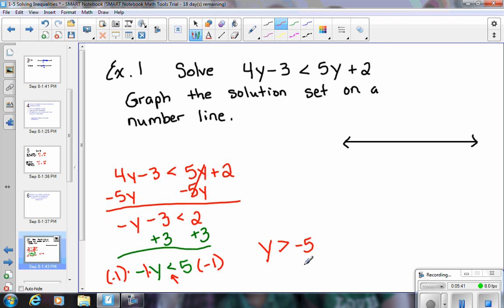So this was an example where I multiplied by a negative 1, and I had to remember to flip the inequality. So I'm going to go ahead and graph my solution set. I'm going to label the negative 5. This would be an open circle because I don't include the negative 5. And since I want the numbers that are greater, I'm going to shade the number line to the right.